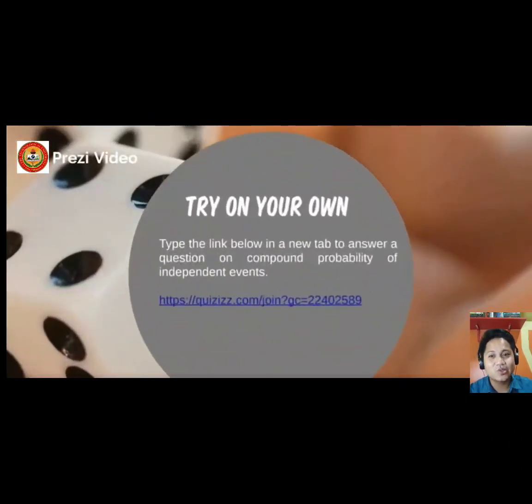It's now your turn to answer. I have prepared a few questions. It's an online quiz. All you need to do is type the link below in a new tab, and then answer the questions on compound probability of independent events. We'll be checking your answers afterwards. I'll be giving you 5 minutes to do that, okay?